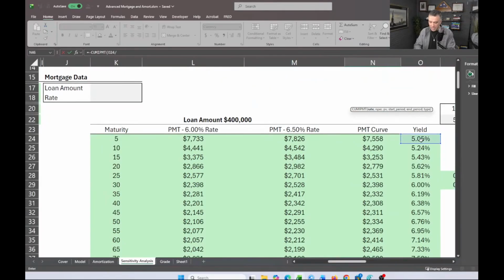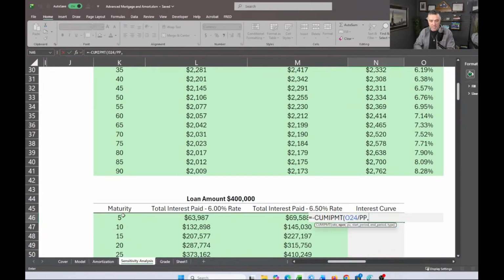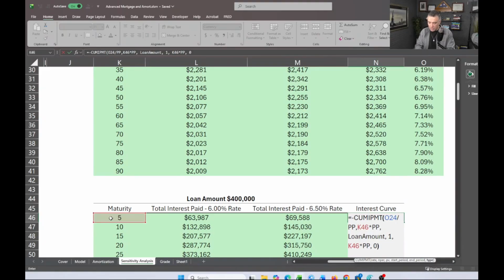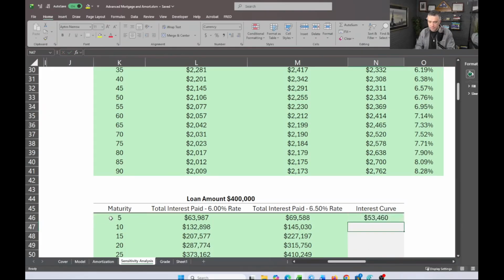That's going to be divided by PP. Next is we want to know number of payments, well, that depends on maturity times PP. Next is loan amount. Next is start. Next is end of period, which is at maturity, multiplied times periodic payment. And then we want to hit a 0. All right, so I'm going to drag a couple down and make sure it works.